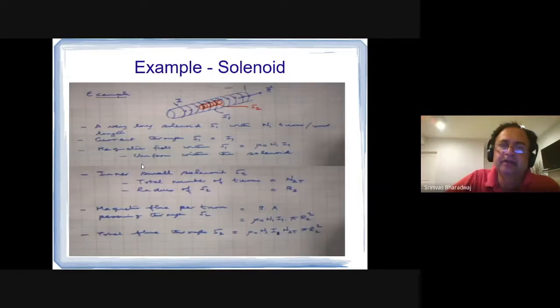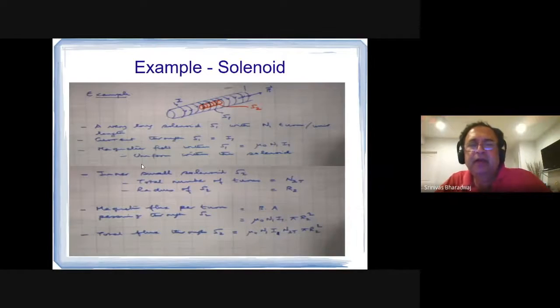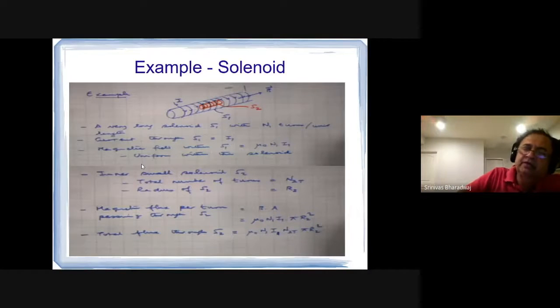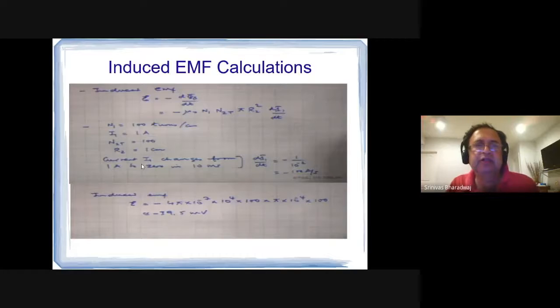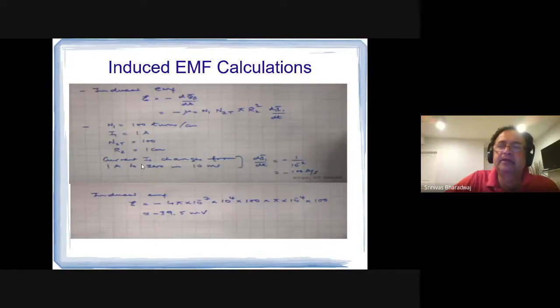The radius of the inner solenoid is R2, so the area is pi R2 square, because we are interested in the magnetic flux per turn in the second one. So B dot A on the second one is mu naught Ni times pi r square, and that will give you the flux, and d by dt of that is di by dt, because I is the one that's changing. Therefore if the current changes from 1 to 0 in 10 milliseconds, then you will have di by dt equals something, and a corresponding EMF.